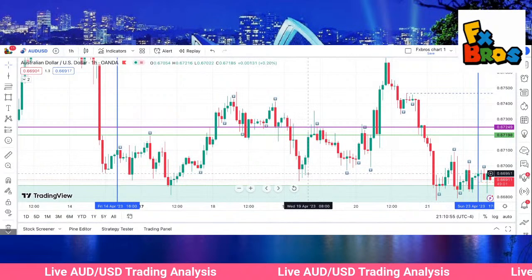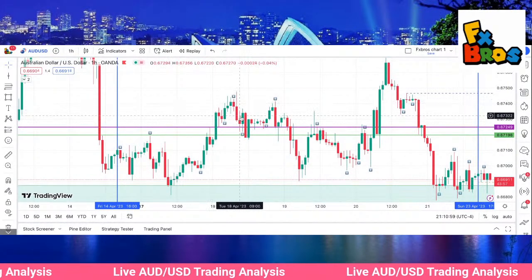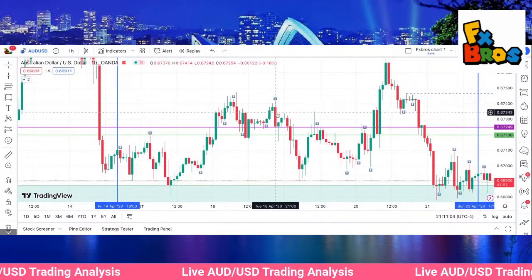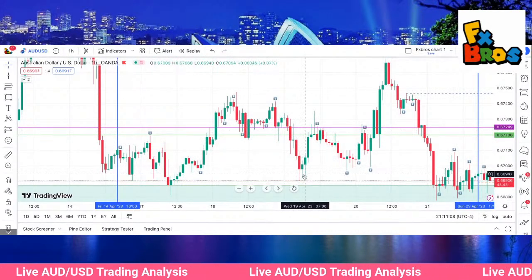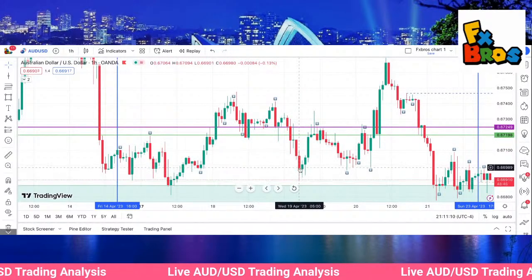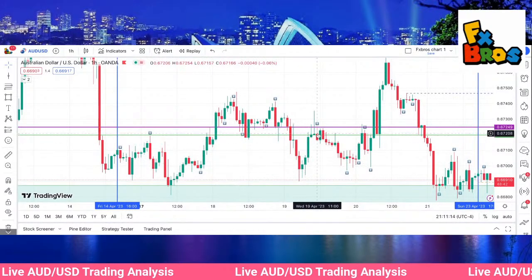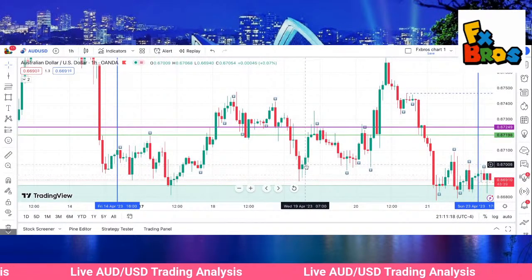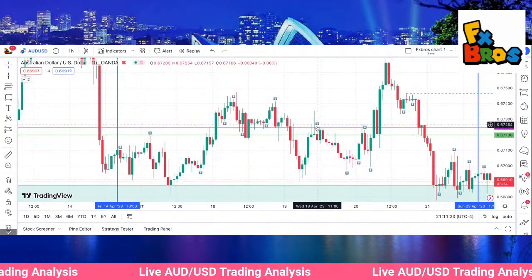Looking good. Keep going. This one was a Tuesday morning, so you would have been kind of waiting, and then Tuesday night going into London, Wednesday morning, that's when you would have got stopped out in profit. Nothing reversing for Wednesday morning. No engulfings. We did get a reversal, but no engulfings. Then we get another engulfing here.